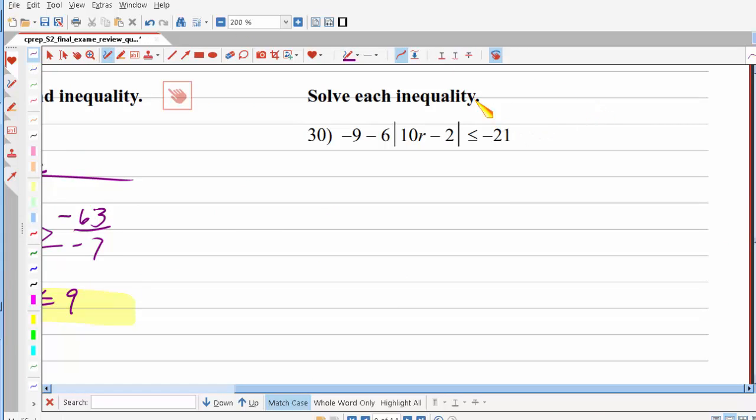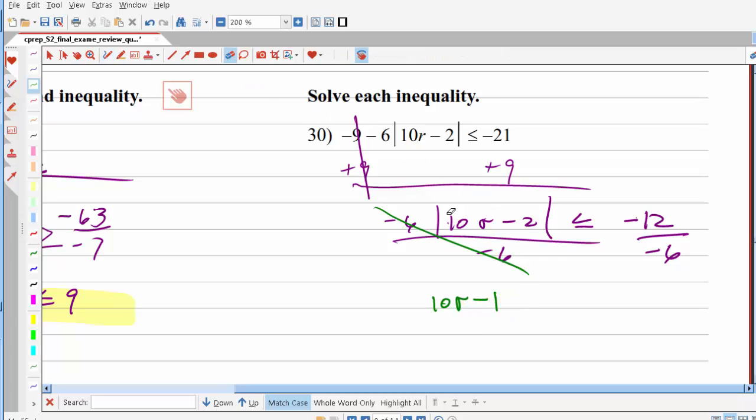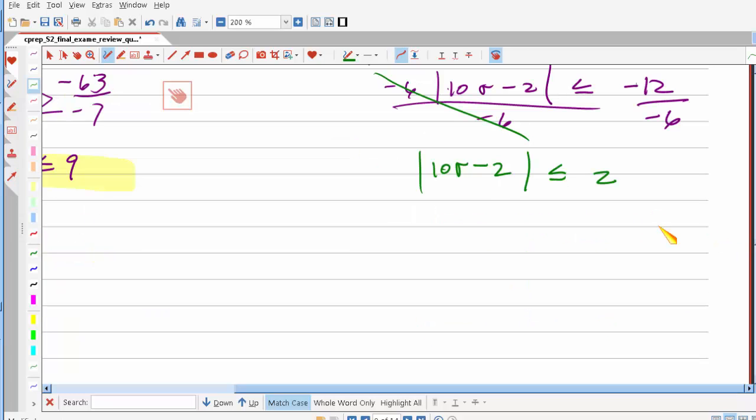Okay, here's an absolute value equation. So I get the absolute value expression all by itself. So I'm going to divide by -6. Okay, so now is the key step. I have a less than inequality, absolute value inequality. So what do I do?